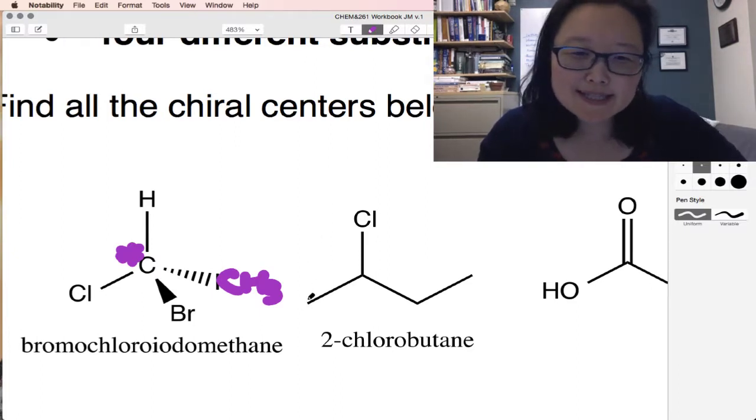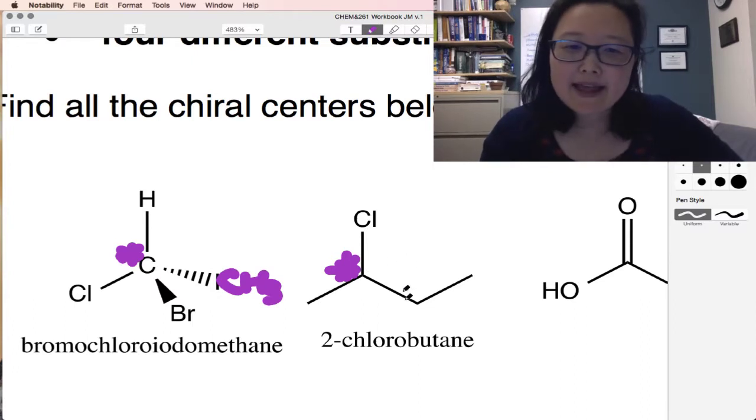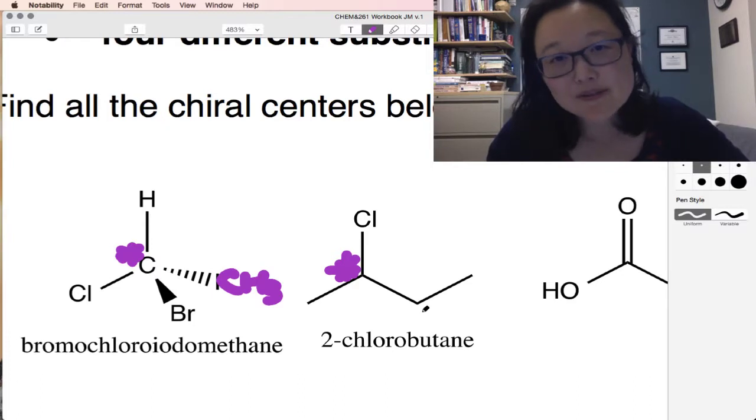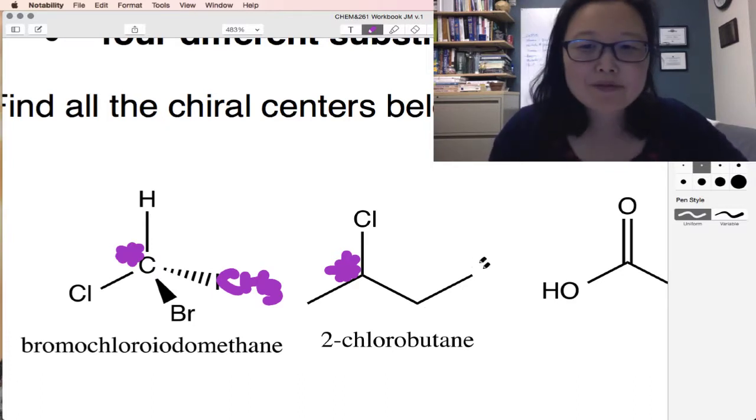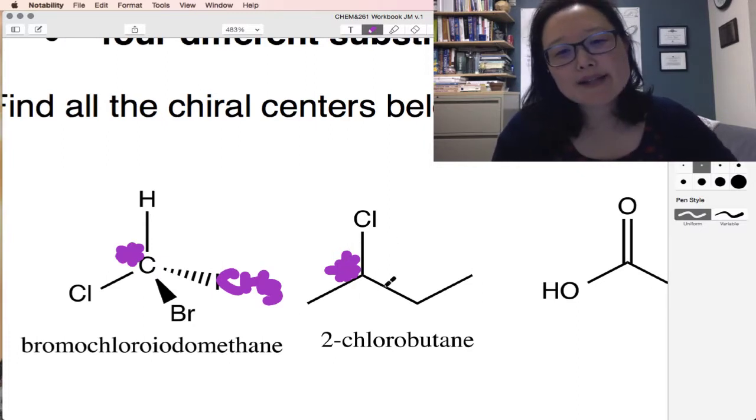So this is CH3, so that's not going to be a chirality center. Here, this is a C with an H and a Cl and an ethyl group, which is different from the methyl group. So this is where our chiral center is, right here. And here there's CH2, so CH2 has two of the same groups, and 3 of the same groups here because it's CH3.